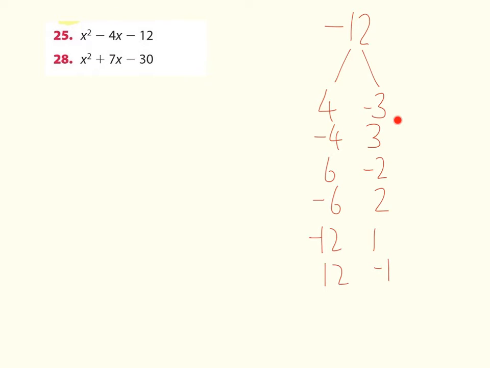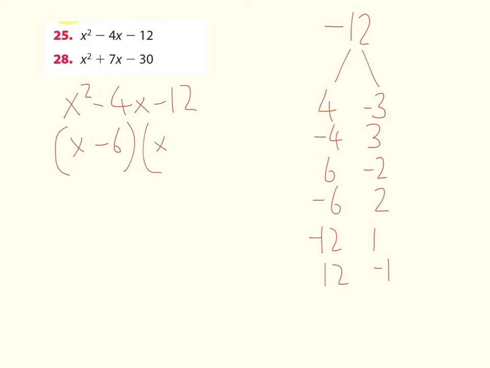So 4 minus 3 makes 1, so it's not that. Minus 4 plus 3 makes minus 1, not that. 6 minus 2 is... no, that's plus 4, isn't it? Then it must be minus 6 plus 2. So straight away, for x squared minus 4x minus 12, I can write x minus 6 and x plus 2.